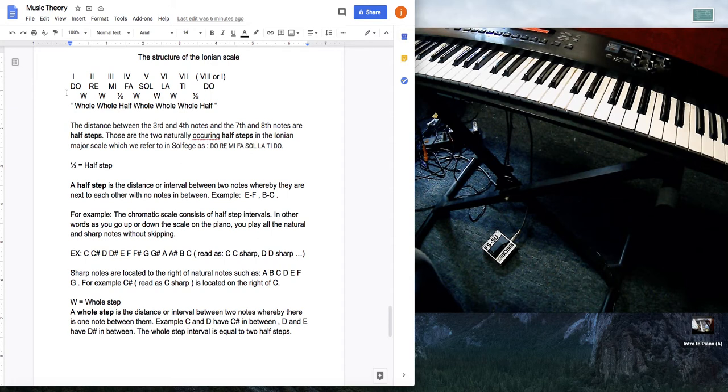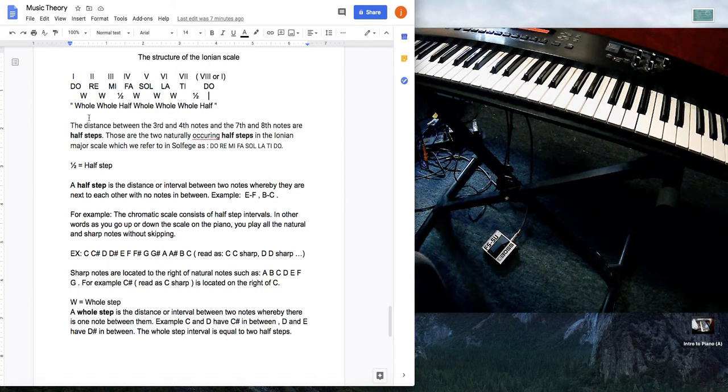Okay. So now, in order to think of the structure of the Ionian scale, you'll see between Do and Re there's a whole step, right? So a way to memorize the structure, a formula if you will, of the Ionian scale, you would say whole, whole, half, whole, whole, whole, half. Okay? Whole, whole, half, whole, whole, whole, half.